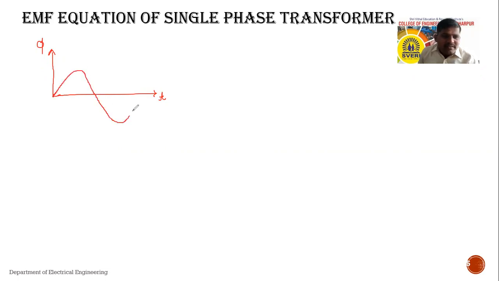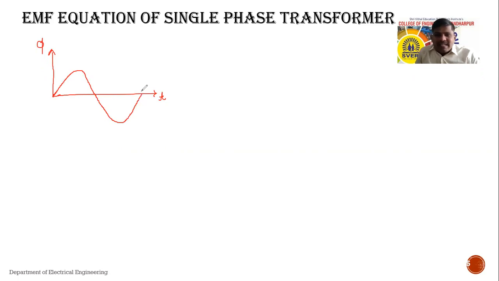Similarly, in the case of a transformer, the flux produced due to current flowing through the field winding is an alternating quantity. So for deriving an EMF equation, I am plotting a graph of the flux phi with respect to time t. It starts from 0 and goes through one cycle.